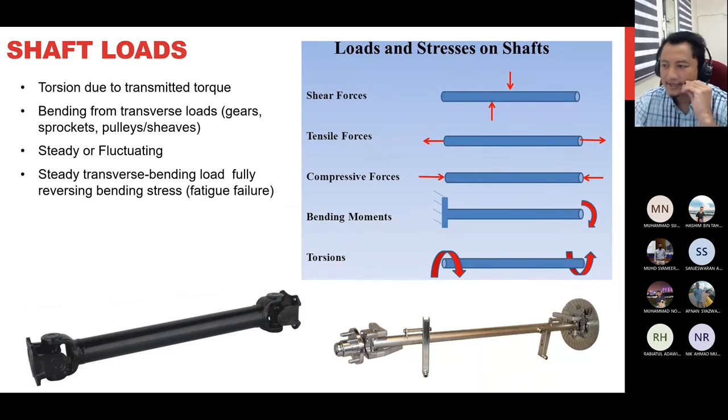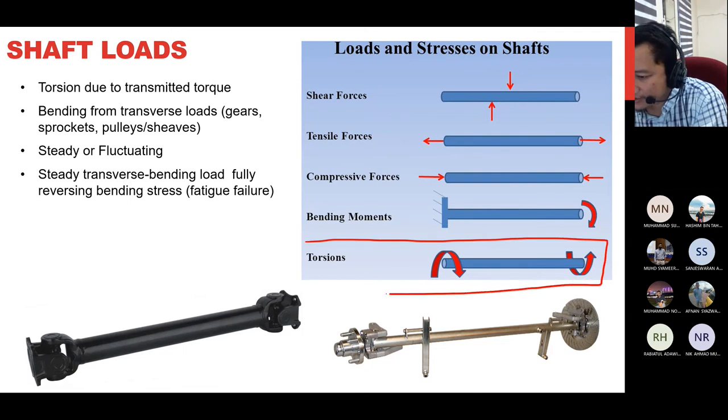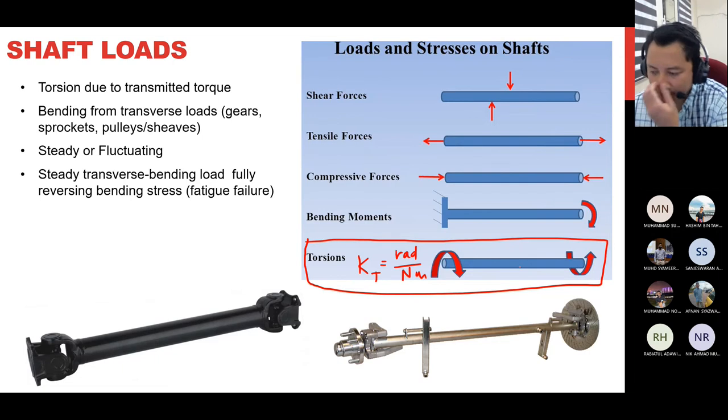So let's take a look at what are the stresses and forces acting on a shaft. So typical forces that you have already learned is like this lah. Torsion punya load dekat shaft. So you look at torsional rigidity. Torsional rigidity, mungkin kamu label dia sebagai KT, torsional. It could be Newton meter, radian per Newton meter. So, yeah.